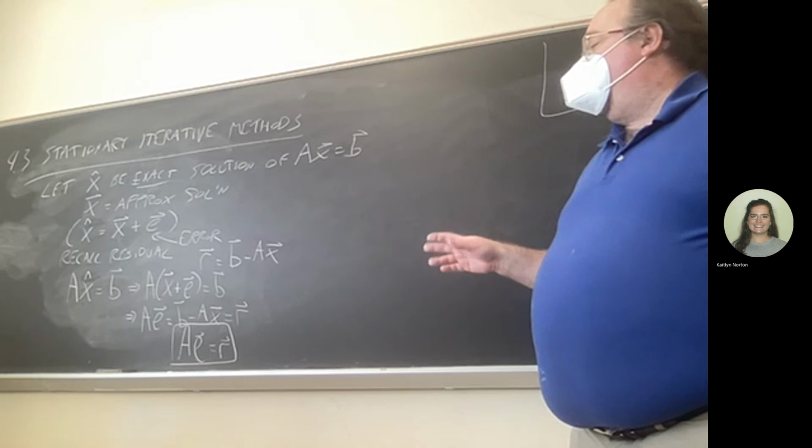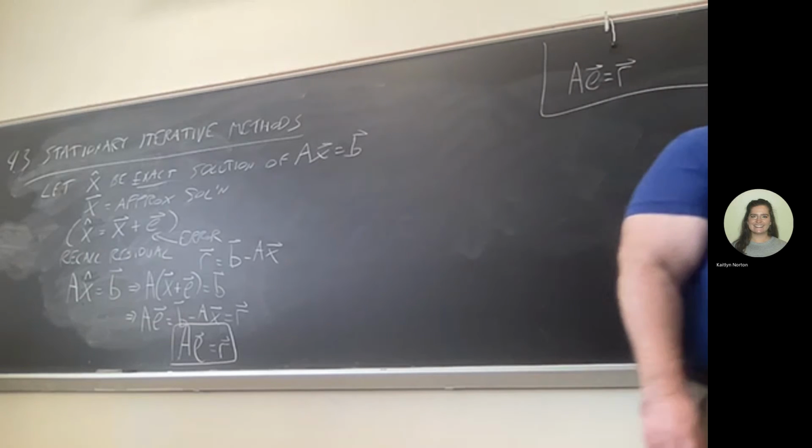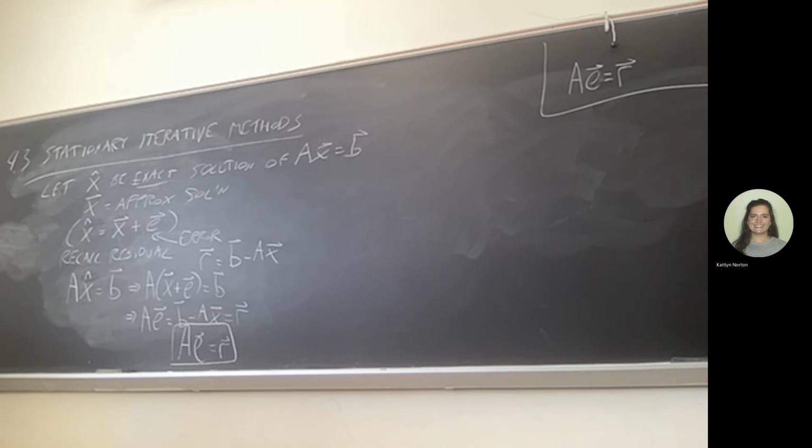So, as a result, since the error E is equal to A inverse times R, you could have a situation where the residual R is quite small, but then the error is still large. So multiplying R by A inverse could have the effect of amplifying that residual in giving us the error. So don't be fooled. Don't assume that just because the residual is small, the solution is necessarily accurate. Oftentimes it will be, but don't just assume.